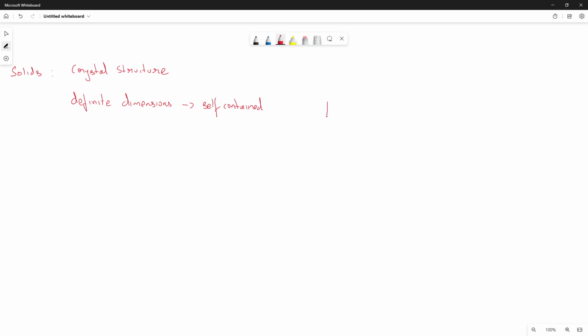So, if I have a solid like this, of a certain shape. For now, let us assume that it has some length, some breadth, and some height. Okay, this is a solid. Then the electrons in the solid are confined in this region. That is a very good assumption to make.